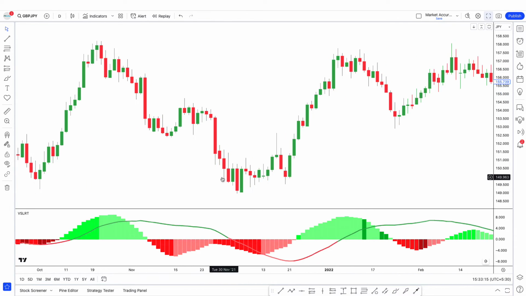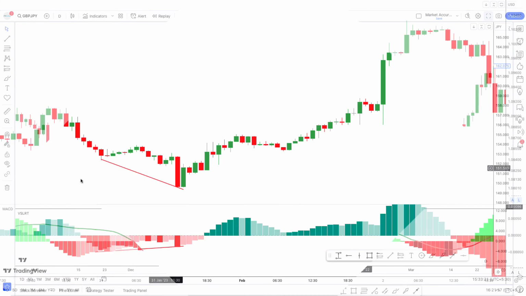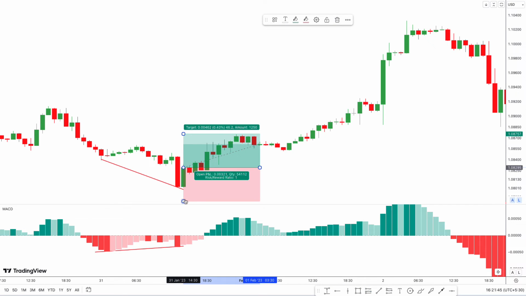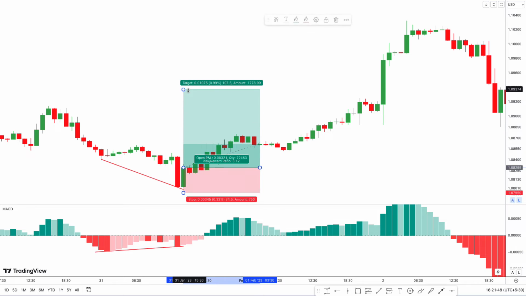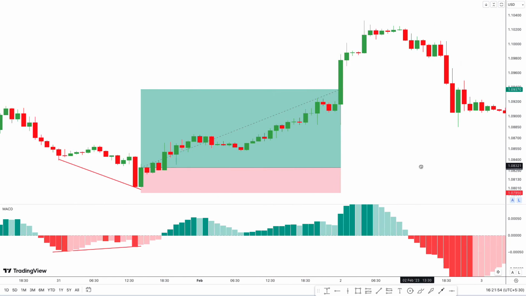Now there are several ways that we can use this indicator to trade. The first method would be to use it to identify market divergences. A divergence occurs when an oscillator is doing the opposite of what the price action is doing. For example, here this is a bullish divergence because as you can see, the indicator histogram was creating higher lows while the price was creating lower lows.